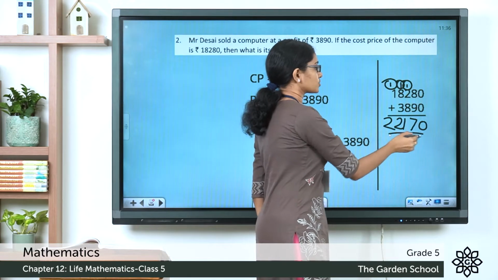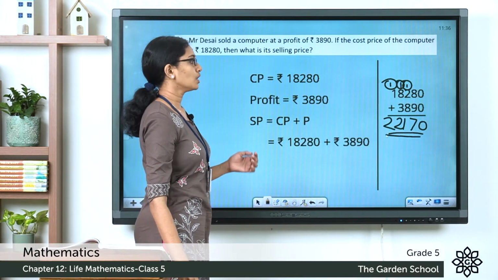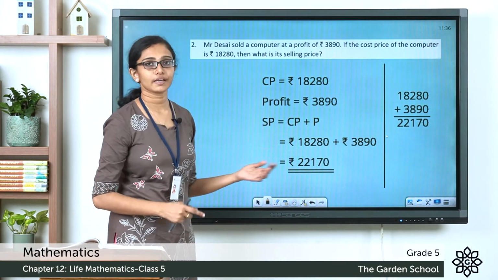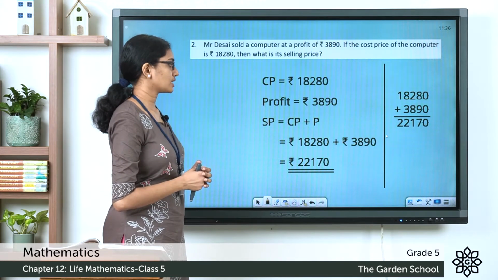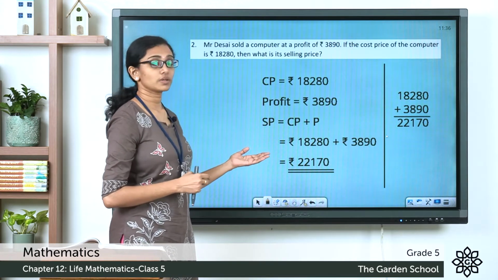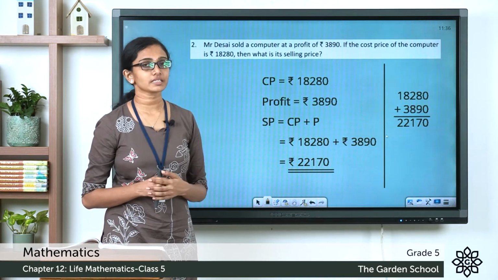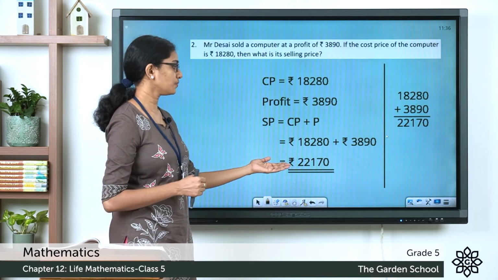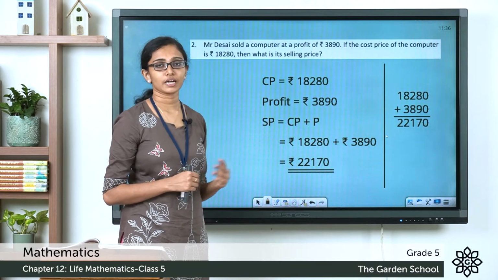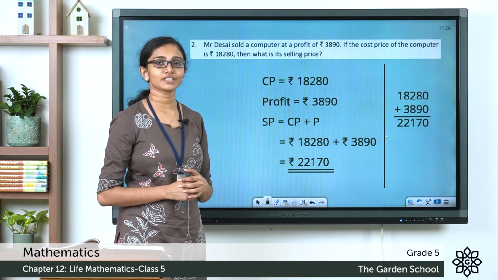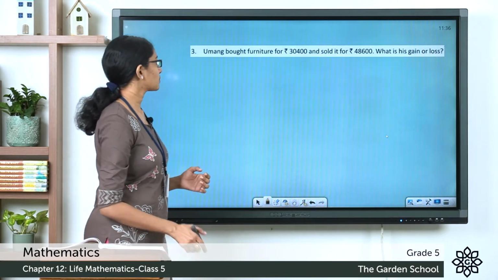So what is the total amount? It is equal to 22,170. So the selling price is equal to rupees 22,170. Mr. Desai sold his computer at a selling price of rupees 22,170. Hope this is clear to you. Now we'll see the next one.